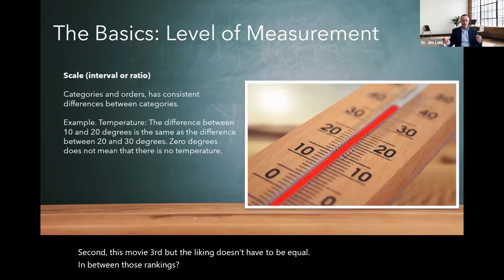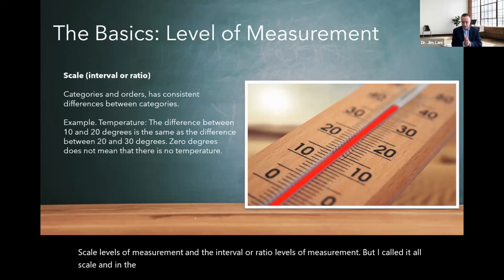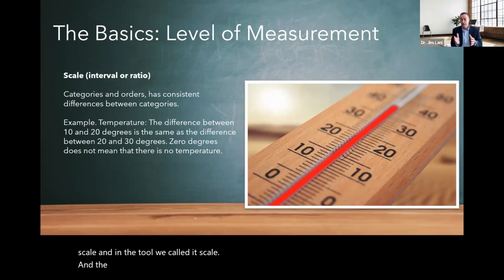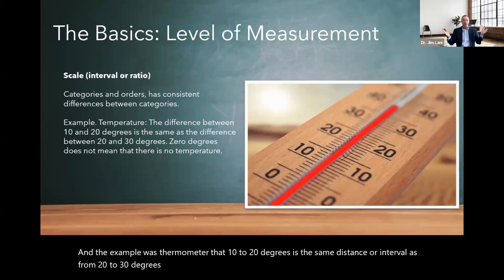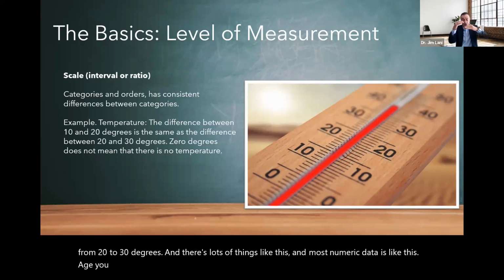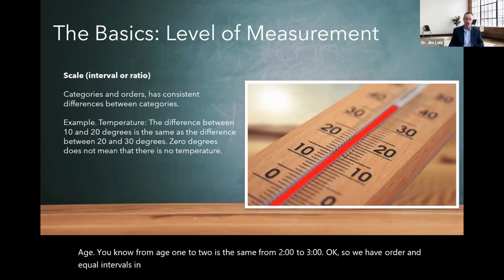Then there are scale levels of measurement, which are interval or ratio levels of measurement, but I call it all scale, and in the tool we call it scale. An example is a thermometer: 10 to 20 degrees is the same distance, or interval, as from 20 to 30 degrees. There are lots of things like this, and most numeric data is like this. Age, from age 1 to 2 is the same as from 2 to 3. So we have order and equal intervals between those levels.